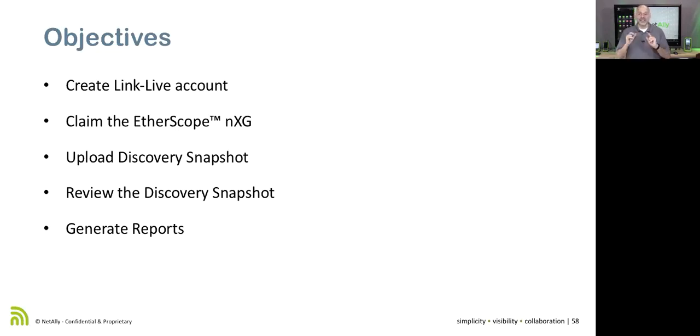What we're going to find is that Link Live is where we can take the results that we collect on our EtherScope nXG, on our Link Runner G2, on our AirCheck G2, on our OneTouch, on our Link Runner AT2000. We can take and put all of those up in there. In fact, even our little Link Sprinter, we can put those results in there. It allows us to combine all that.